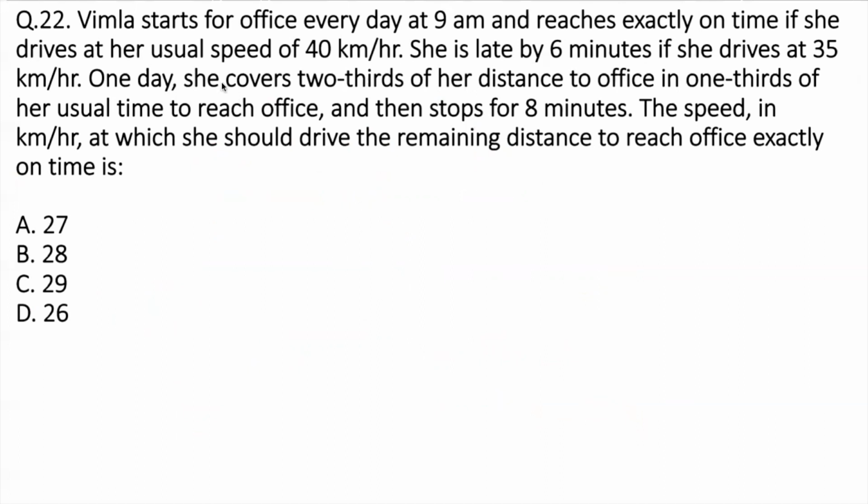All right, so Vimla starts for office every day at 9 a.m. and reaches exactly on time if she drives at the usual speed of 40 kilometers per hour. So the usual speed is 40 kilometers per hour. She is late by 6 minutes if she drives at 35 kilometers per hour. So in the second case, the speed is 35 kilometers per hour, and in that case, she is late by 6 minutes.